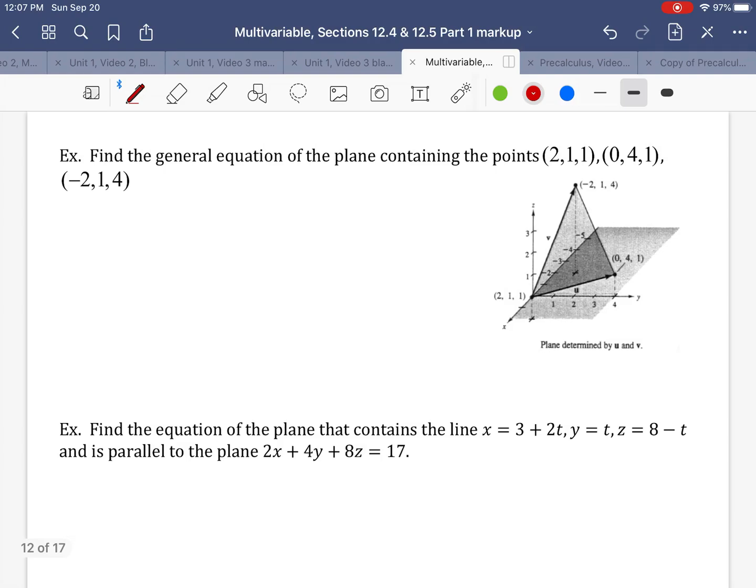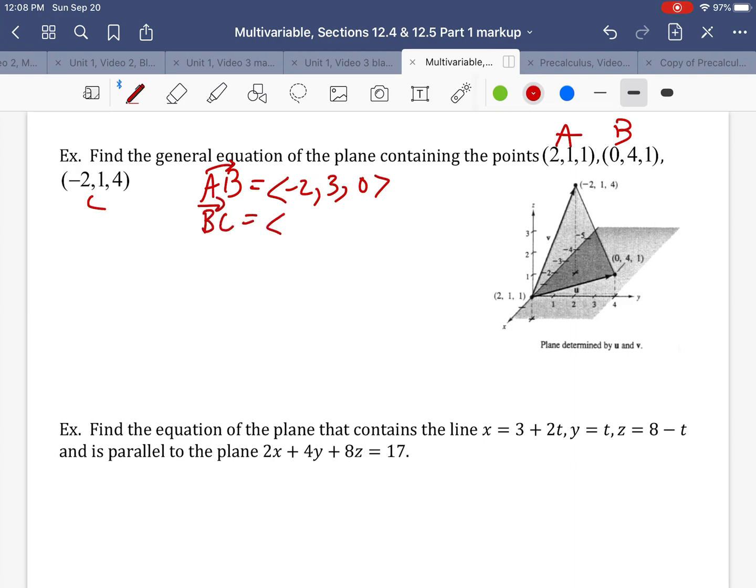All right, so here we go. I want to find the general equation of a plane containing these points. First of all, I need two vectors. I can't use all these points, I need vectors. So we're going to call these points A, B, and C. I'm going to make a vector from A to B, and that'll be on that plane. So I'm going to subtract B and A: 0 minus 2 is negative 2, then 4 minus 1 is 3, then 1 minus 1 is 0. Then I'm going to do another vector from, let's say, B to C. It doesn't really matter which ones you do.